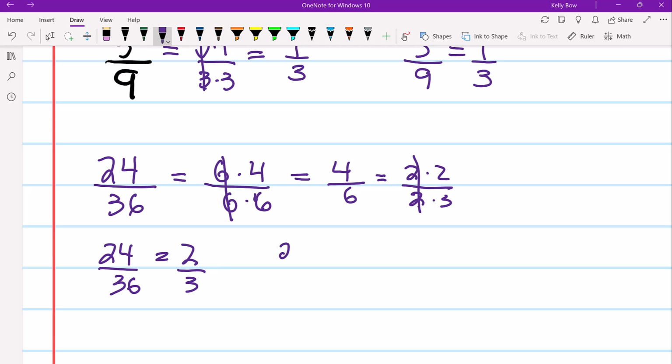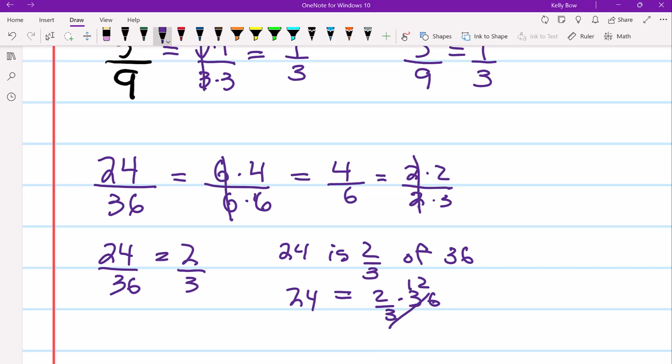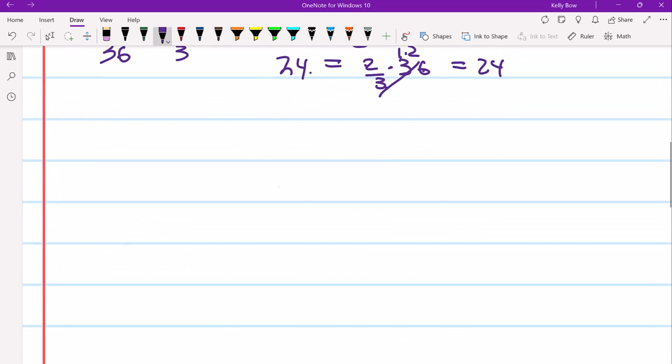Or you could say 24 is 2/3 of 36, that would be another way to teach that. Remember what I said about teaching English? Is means equal, of means multiply. This is just kind of for your background, different ways to explain it. And then look, 36 divided by 3 is 12. 2 times 12, you've got 24 equal to 24. So there's a couple of different ways. So now let's go to the other one.